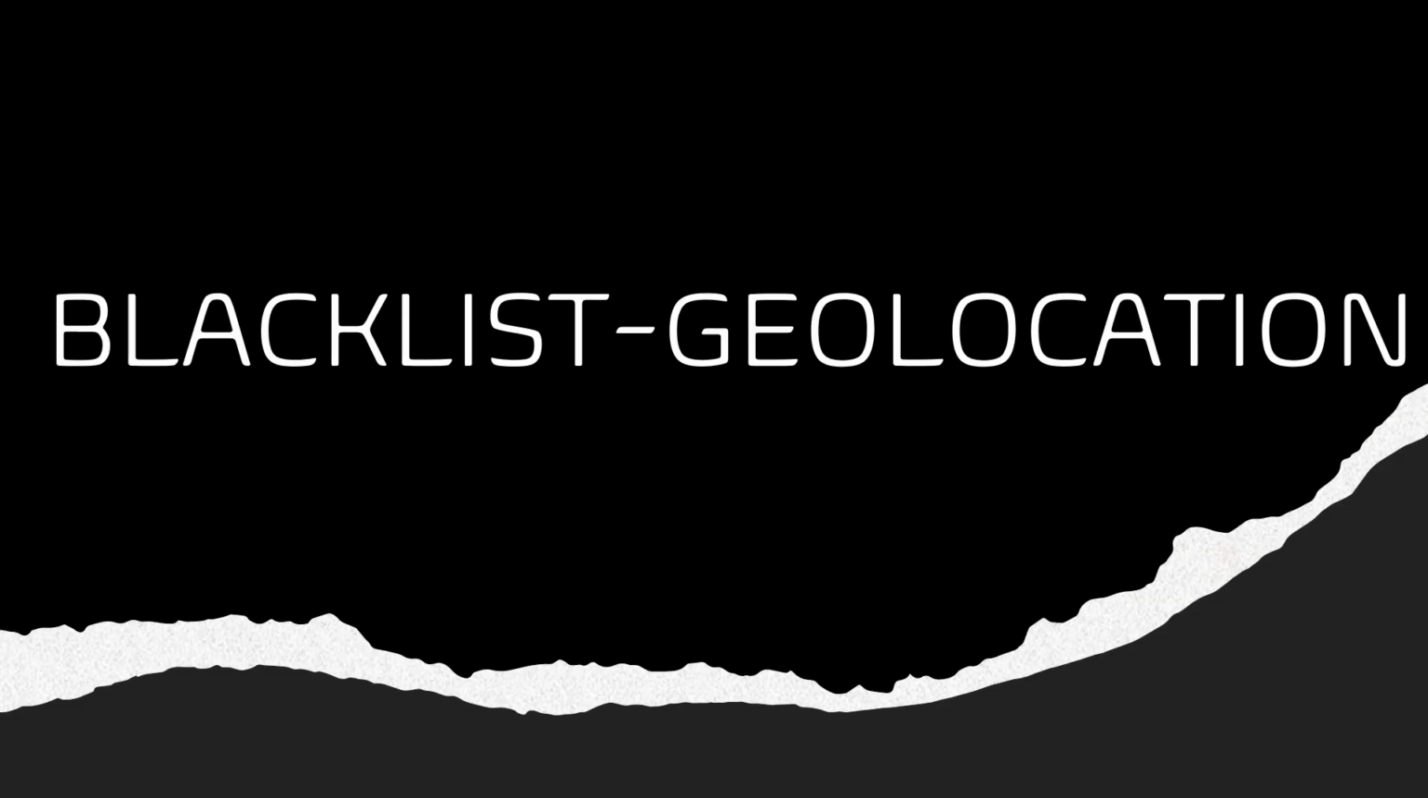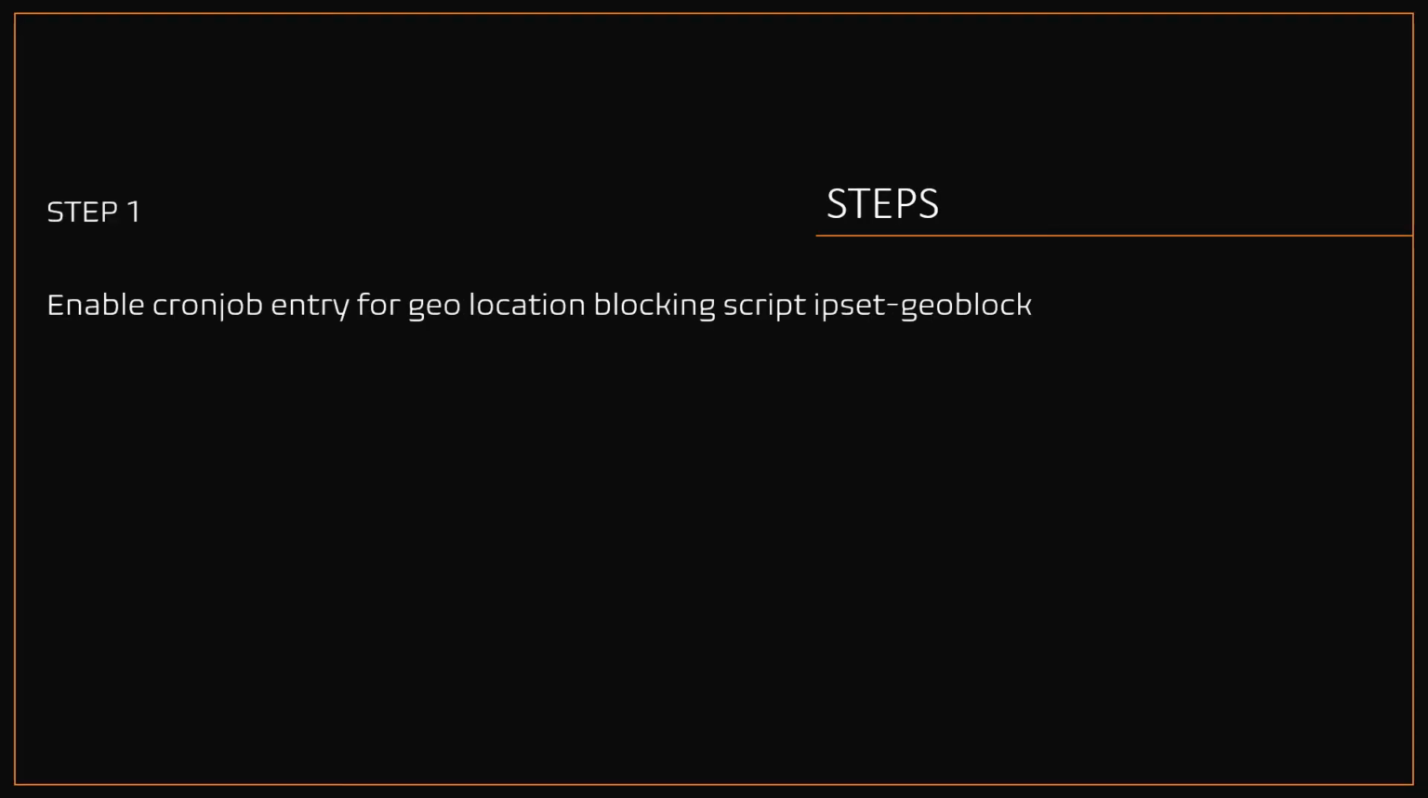Vicibox Geo Location Blacklist Firewall Configuration. Steps to enable geolocation blocking. Step 1, enable the cronjob entry for the geolocation blocking. ipset-geoblock is the script name to enable geo-blocking. As the geolocation database is huge and mostly static, it is recommended to run this script once or during reboot.